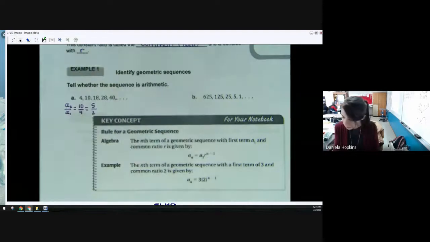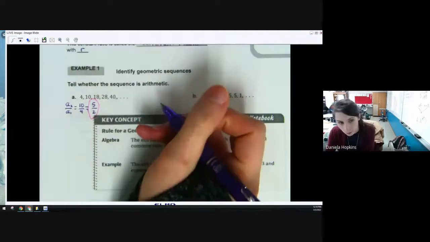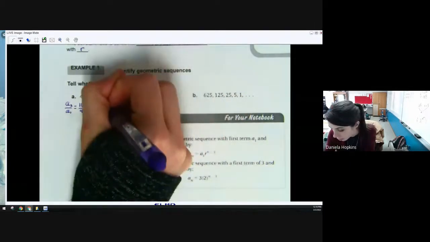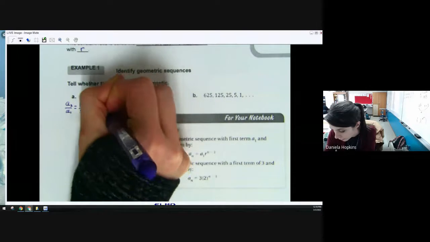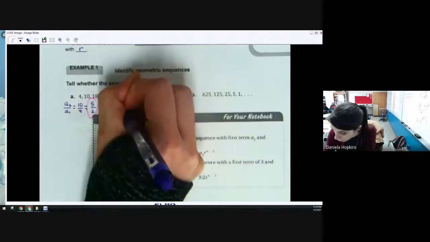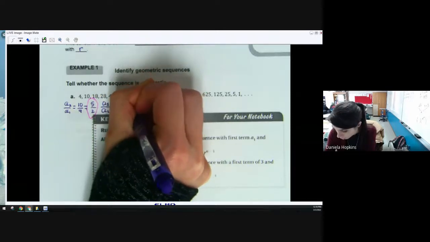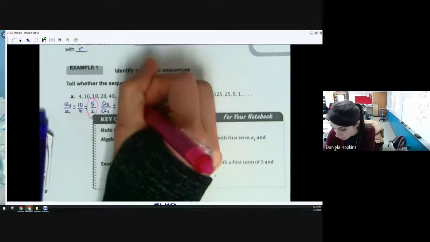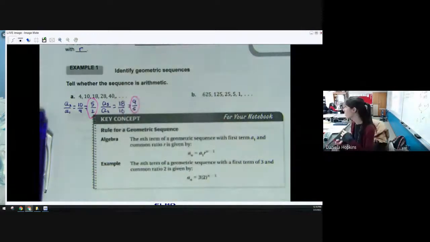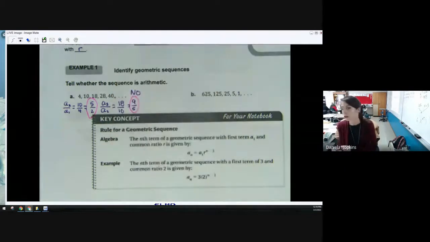I'm going to circle it just so we know that that's our first ratio. Then the next one that I would compare would be my third term divided by my second term, which would be 18 over 10, which if we reduce that, we get 9 over 5. So are our common ratios the same? No, it's not a common ratio. And in math, you only need one counterexample and technically you're done. So my answer would be no, this is not geometric.